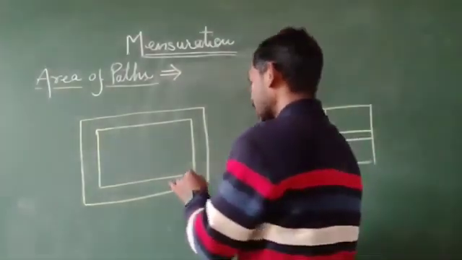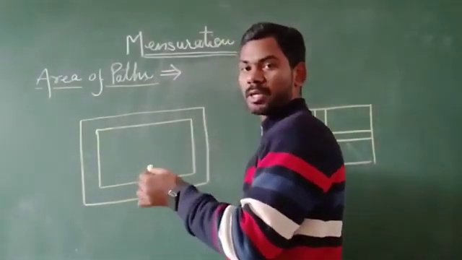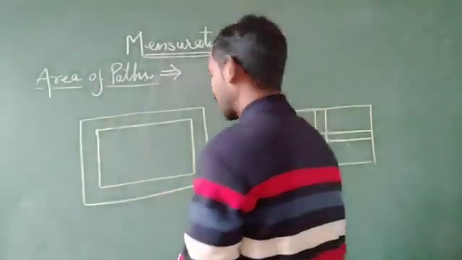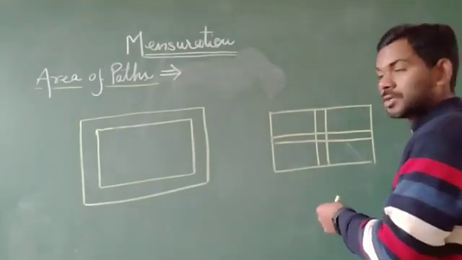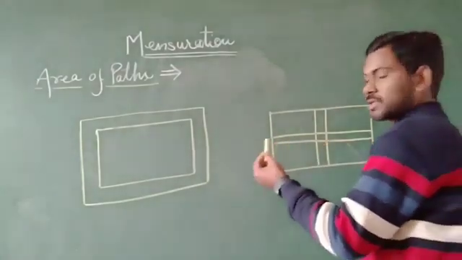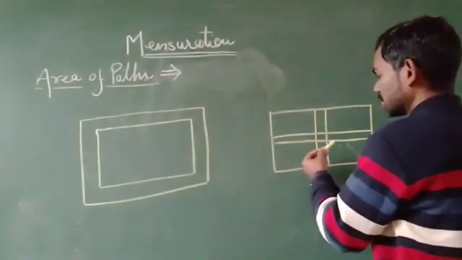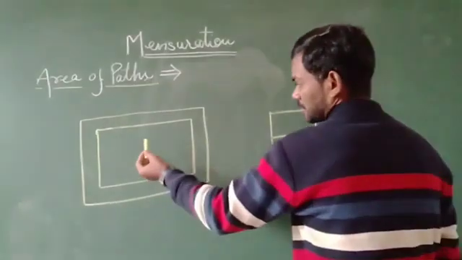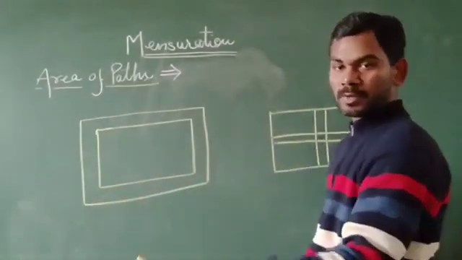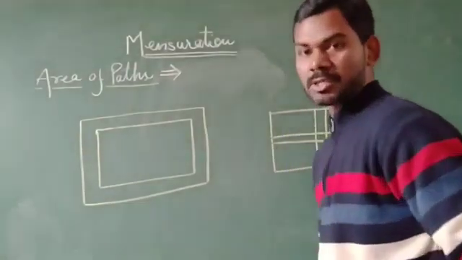Here, the path is formed around the rectangle having the same thickness, and here also having the same thickness, but the order, or you can say the model, of the path is changed. Here the path is crossing from the center of the length and breadth, and here the path is passing around the rectangle. So first of all, we shall discuss this. Now let us start the discussion.